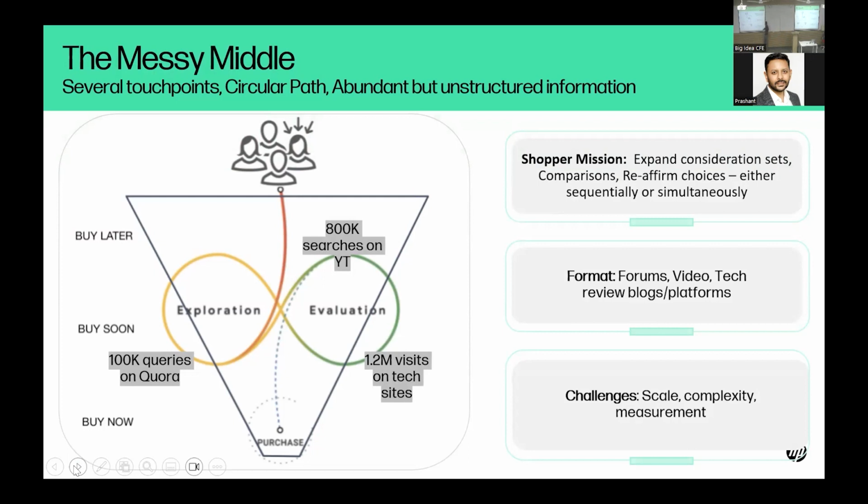So they reaffirm the choice through reviews. Sometimes they do it sequentially. Sometimes they try to do it simultaneously with two or three things. So it's extremely difficult to make sense of what is happening today in the middle of the funnel, right? Because you might believe, but data is still not very deterministic. It's very difficult to say what this person is doing on Amazon and still doing an exploratory search on YouTube at the same time, right?